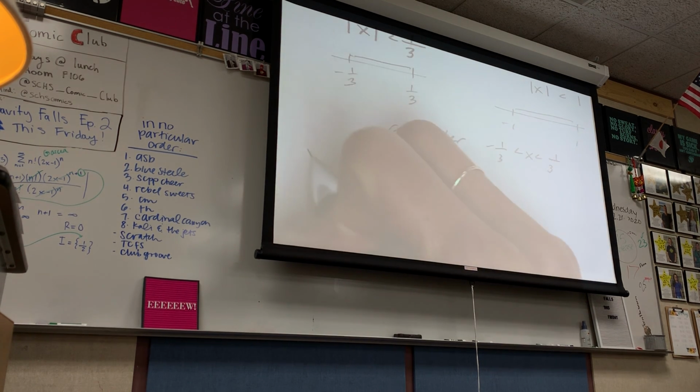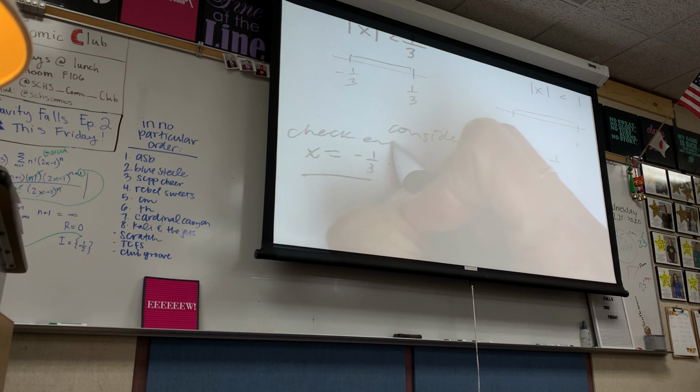Okay, so when you do that, you check endpoints, and you check the endpoints with the smaller series.